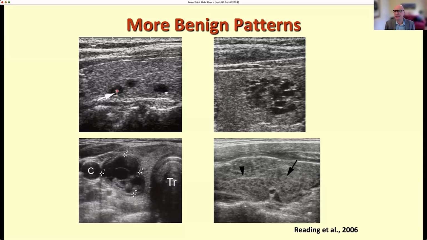I think these can be crystals that vibrate as the ultrasound hits them. And so, vibrating, they generate echoes at different depths. But this is a very typical benign pattern. And again, another mostly cystic nodule with very little tissue. These are all benign patterns.